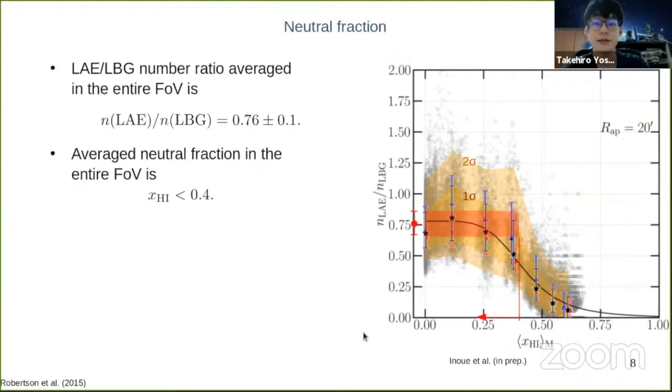This simulation model is a combination of large-scale N-body simulation and radiative hydrodynamic simulation, and it computes dark matter density, ionizing photon radiative transfer through the IGM, and galaxy formation. By using this relationship, the average neutral fraction in the field of view is estimated to be less than 0.4 from the observed number ratio.